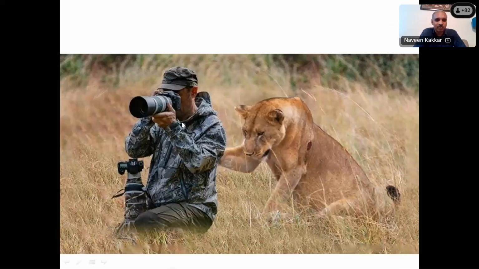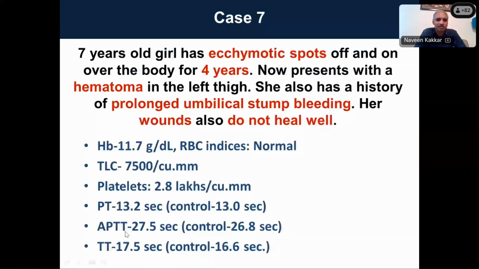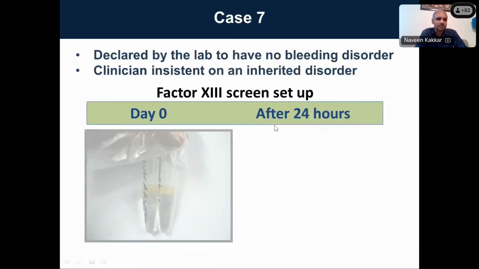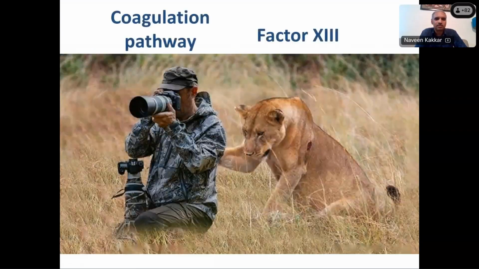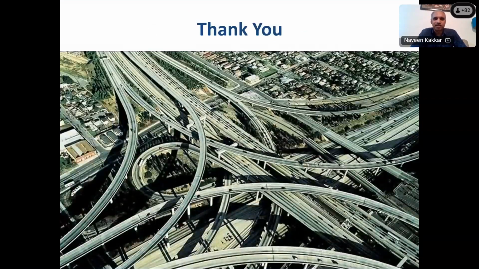So the message from this slide was we may need to look beyond the pathway. Your intrinsic pathway, extrinsic pathway, common pathway, everything is normal. Factor 13 acts beyond this, once the clot has been formed. So you will see a normal clot and you think, why would this be a clotting disorder? But the clot does not stay for long. That is why there is prolonged umbilical stump bleeding and wounds that do not heal well. Okay, so that was factor 13 deficiency. Thank you. I hope I've not complicated matters for you more. Any queries, I'll be happy to answer.